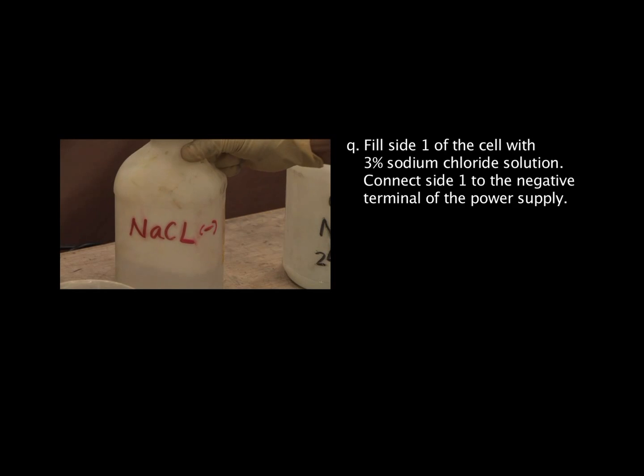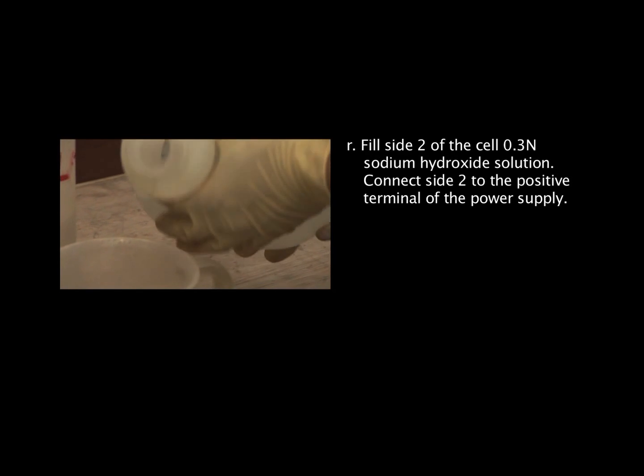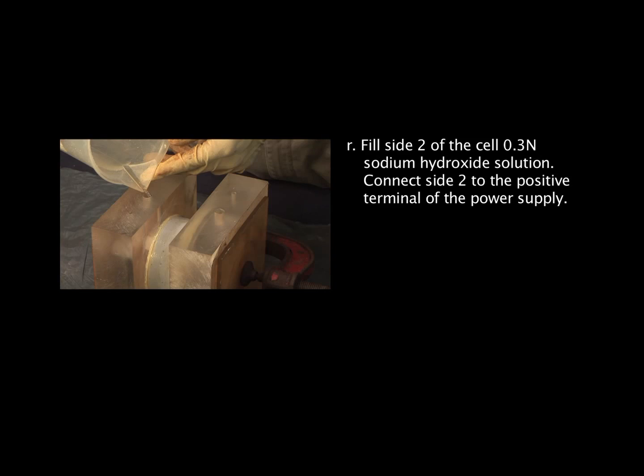Q. Fill side 1 of the cell with 3% sodium chloride solution. Connect side 1. R. Fill side 2 of the cell with 0.3 N sodium hydroxide solution. Connect side 2 to the positive terminal of the power supply.